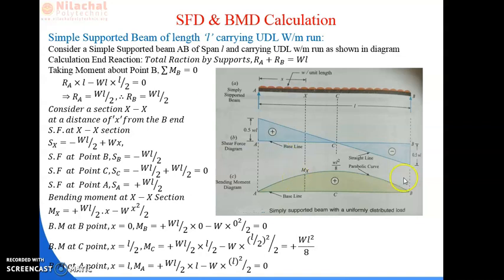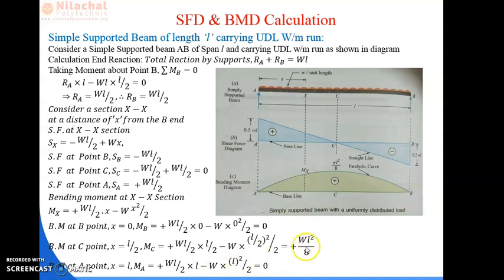At point A, it will be WL by 2 into L, and for the udl it is W into L by 2 into L, so L square by 2. So we are getting the moment at A equal to 0. So at A point it is 0, at B point it is 0.